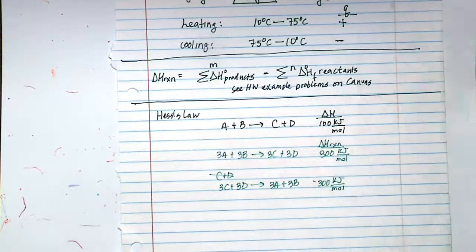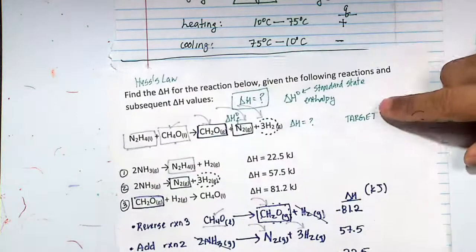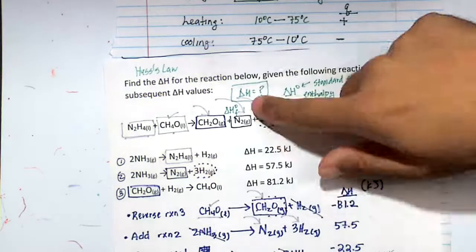So what can you do? You can multiply it and you can flip it. That's what Hess's law is. And then you add it. Multiply it, flip it, add it to get to the target. To get to the target.